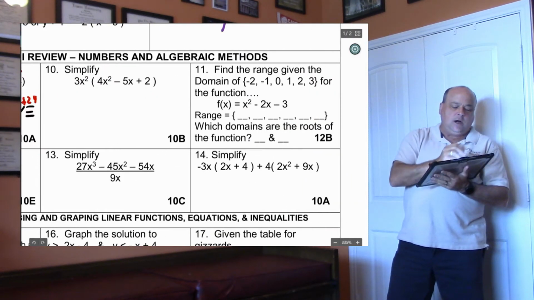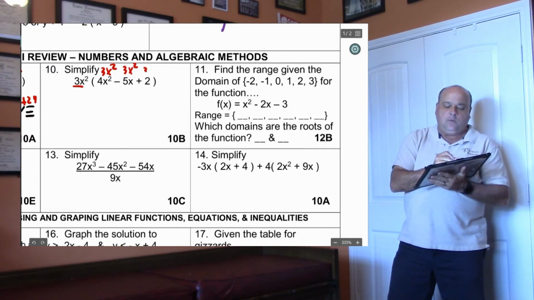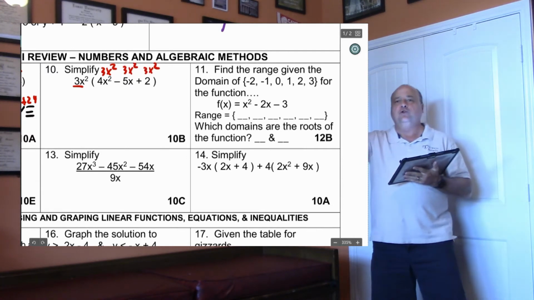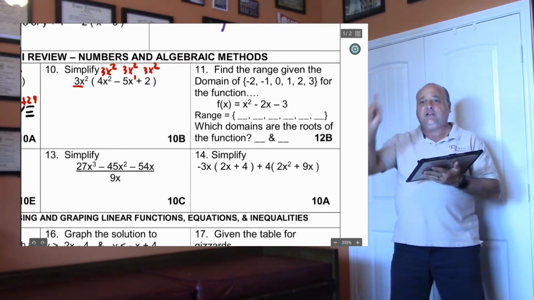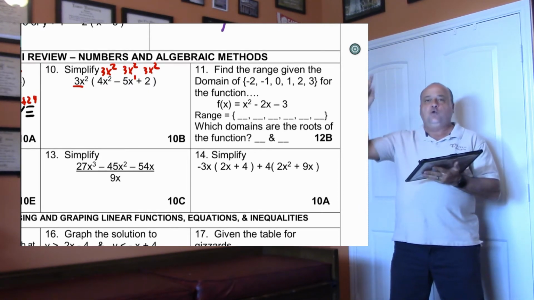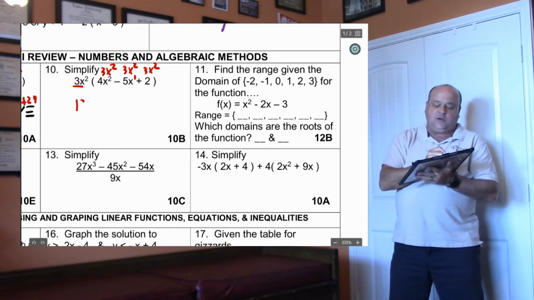On number 10, we're going to bluebell truck the 3x squared, aren't we? So I'm going to bluebell truck the 3x squared, and then I'm going to do sign, number, letter, exponent. And remember, if a letter doesn't have an exponent, there's a 1 exponent. So on the first one, a positive times a positive is a positive. 3 times 4 is 12.